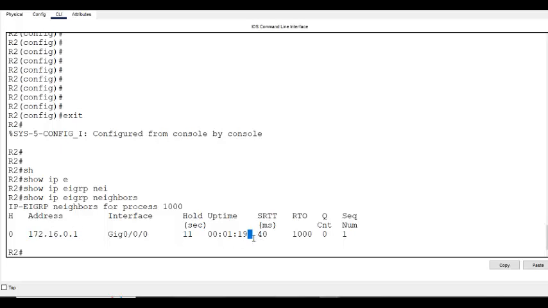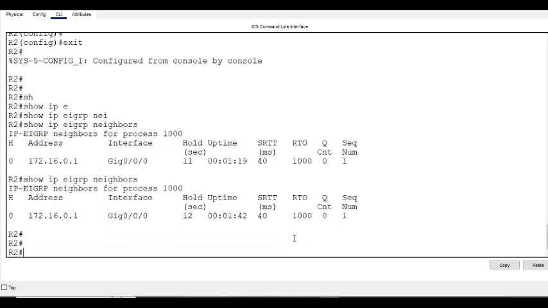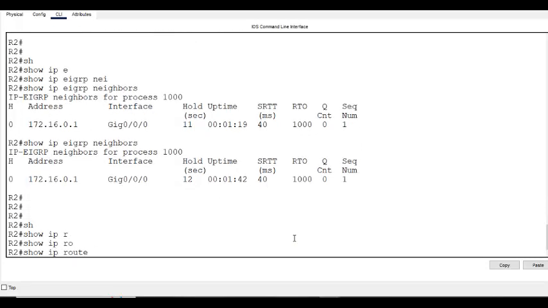Now, show IP route. You see, you can see EIGRP. I don't see any routes coming here.